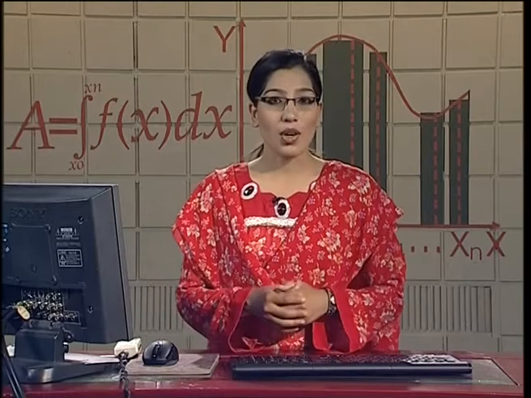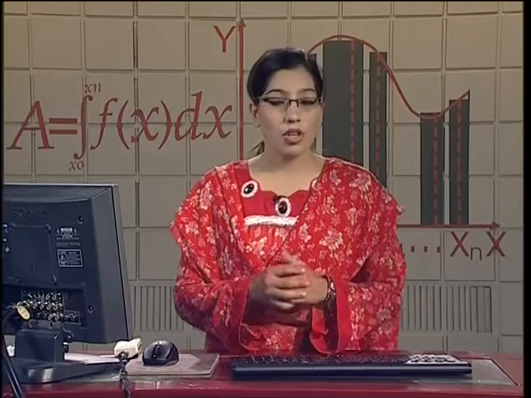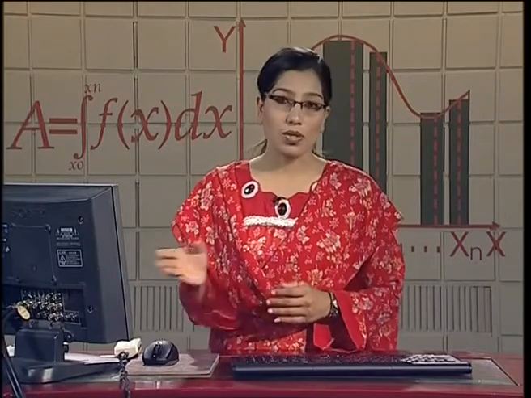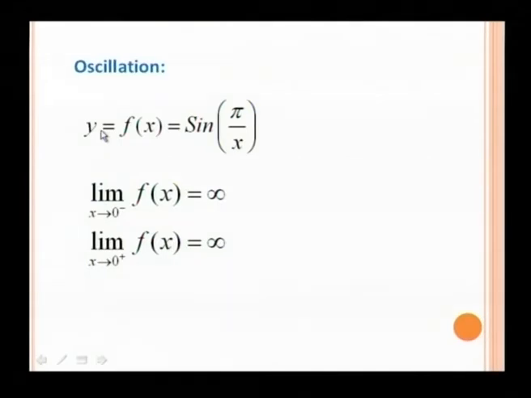Dear students, now we will define both of the reasons with the help of diagrams and examples. For the oscillation, you can consider an example which is on the screen. If we have a function y is equal to f of x is equal to sine of pi divided by x, we consider the first example as sine x divided by x. If we consider the same case, we know that if we put limit x tends to 0 from the negative side in this function, it would give you infinity. And if we put limit x tends to 0 from the positive side of f of x, then it will give you the same number, which is infinity.